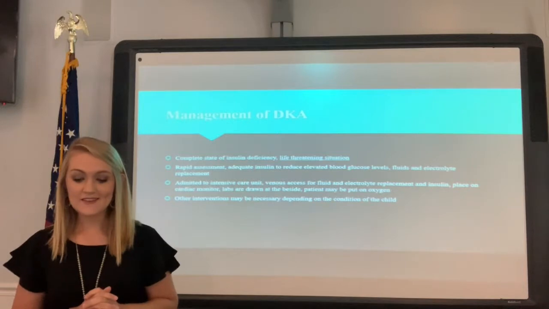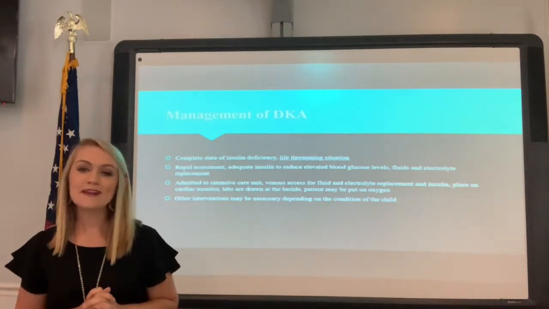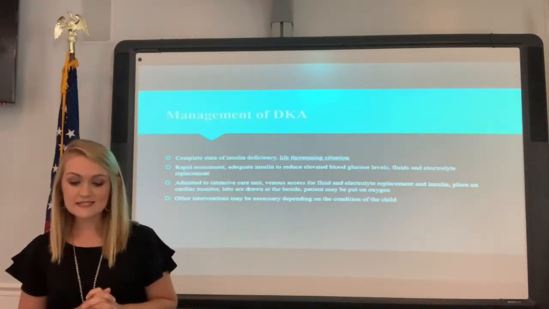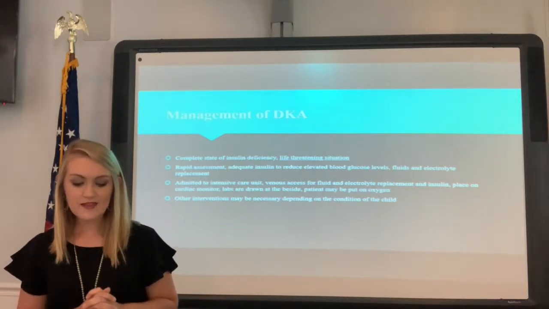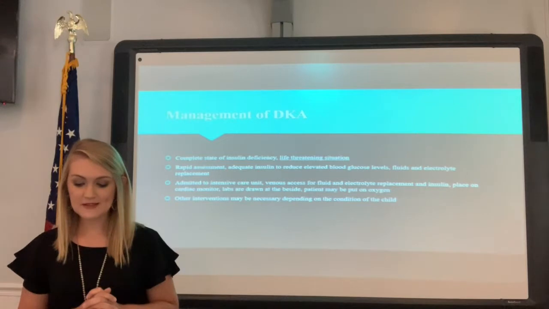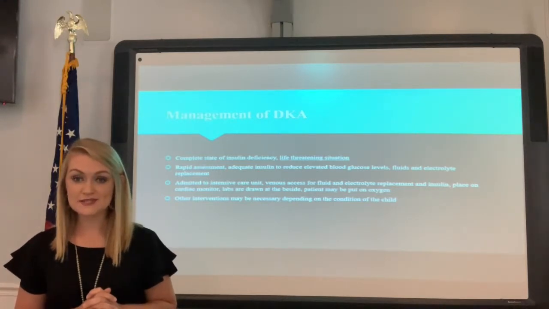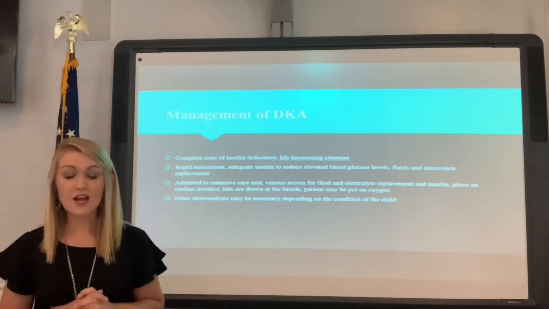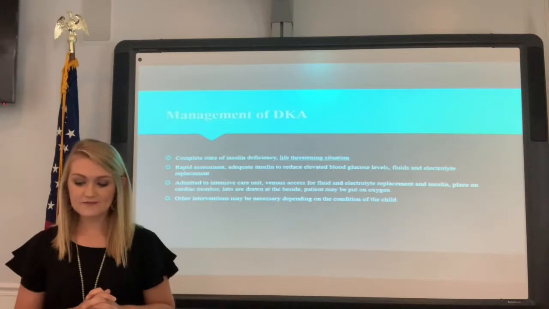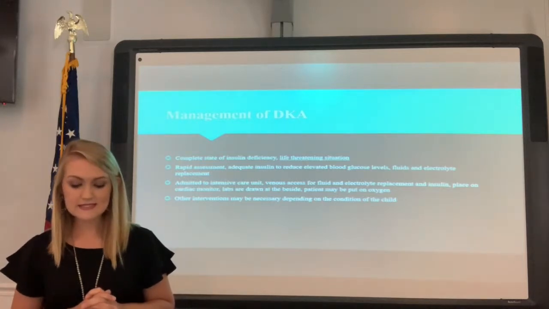Management of DKA. Diabetic ketoacidosis is the complete state of insulin deficiency and is a life-threatening situation. Management begins with a rapid assessment, adequate insulin to reduce the blood glucose levels, and fluid and electrolyte replacement. Patients in DKA are admitted into the intensive care unit. They will have a venous access placed for fluid and electrolyte replacement.